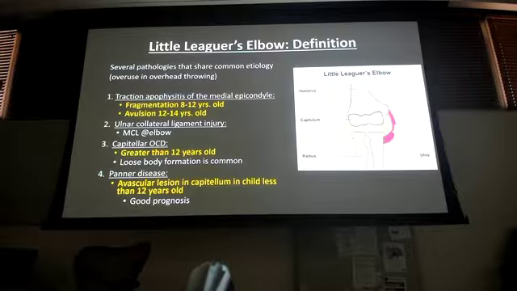So that one is specifically talking about the ulnar collateral ligament, or the medial ulnar collateral ligament, or the medial collateral ligament of the elbow, right? That's what they're talking about. That's all they're talking about, right? No fragmentation, none of that stuff. You're talking about a tear of the UCL itself, okay?